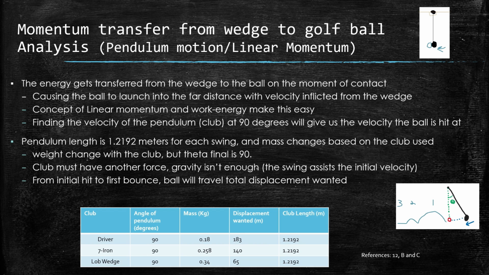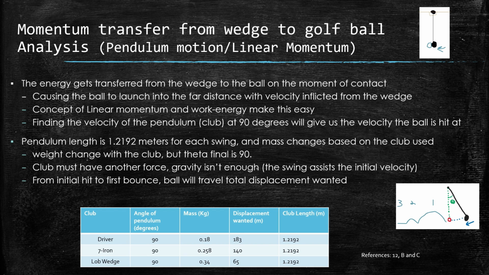Now we'll be talking about momentum transfer from the golf club to the golf ball. The moment the club and the ball make contact, the energy from the club gets transferred onto the ball, causing the ball to launch into the far distance with velocity that is carried onward from the wedge. The concept of linear momentum and work energy makes it easy for us to find the velocity of the ball. And finding the velocity of the pendulum at 90 degrees will give us the velocity of the ball.